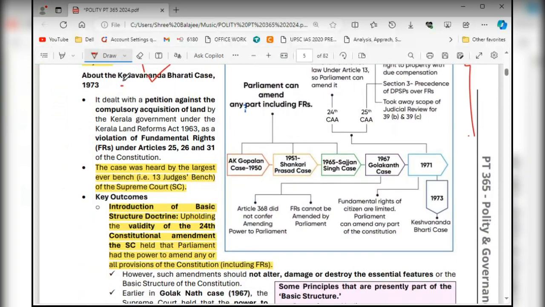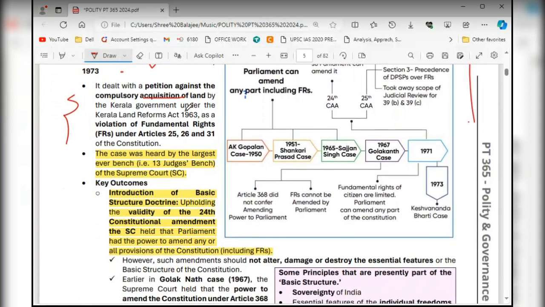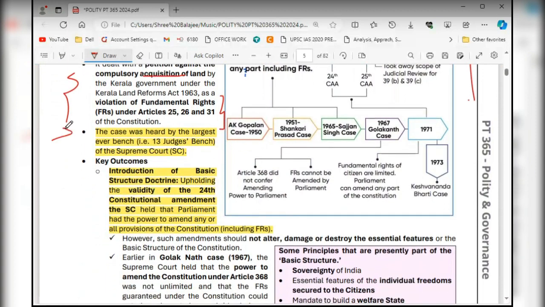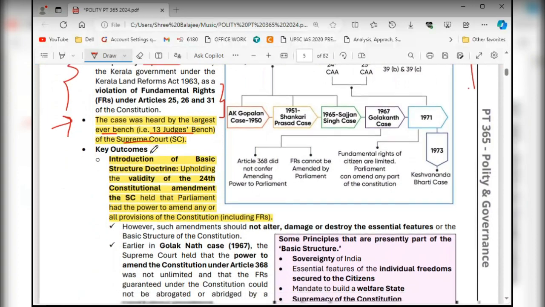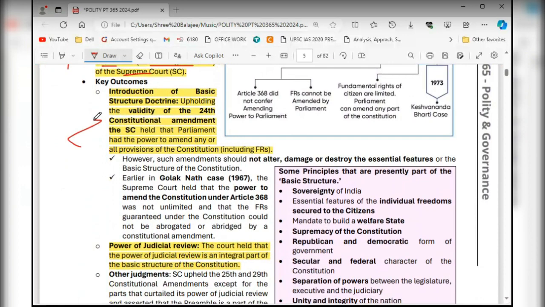Okay, so this was the judgment, and it came after the case which was talking about the acquisition of land, and then certain fundamental rights were involved in it, and this was the largest judgment of the day. Means till date, this was the case where a 13 judges bench was there. Okay. And then the introduction of the basic structure, means with the Kesavananda Bharati judgment, we have the basic structure doctrine.